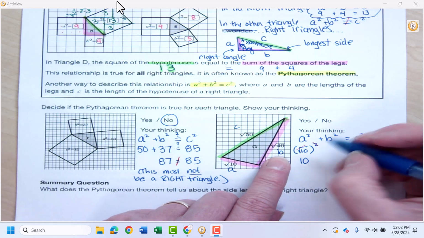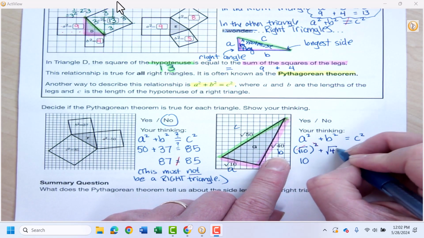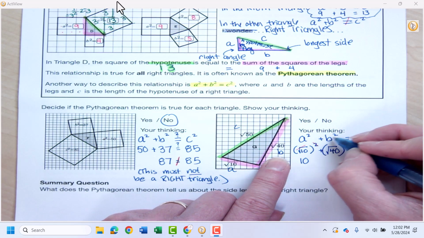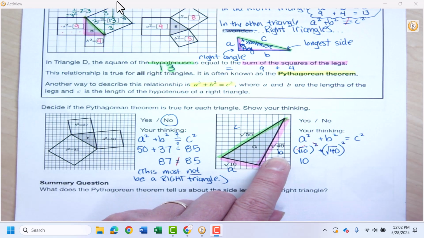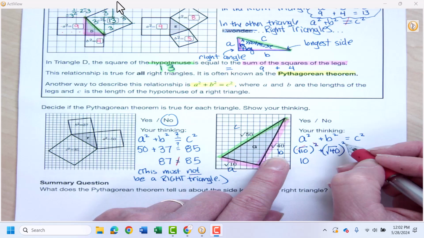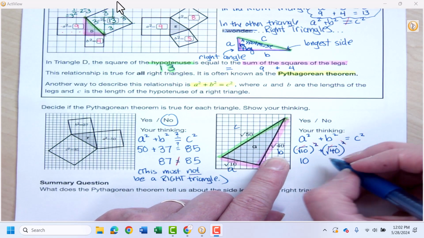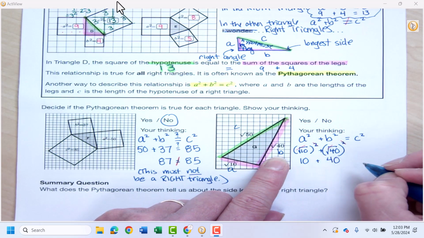Let's do B. Well, the value of B is the square root of 40. And I have to square that value. I'm squaring B. Well, same thing. The square root of 40 squared. The squaring and the square rooting just cancel each other out. The square root of 40 squared is just 40.